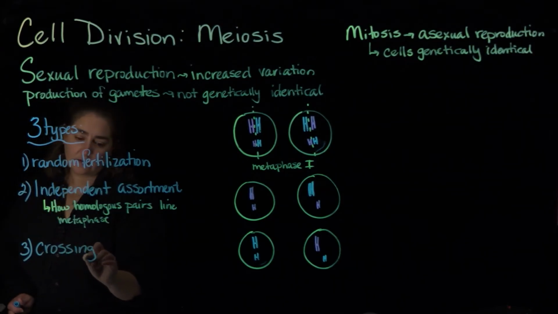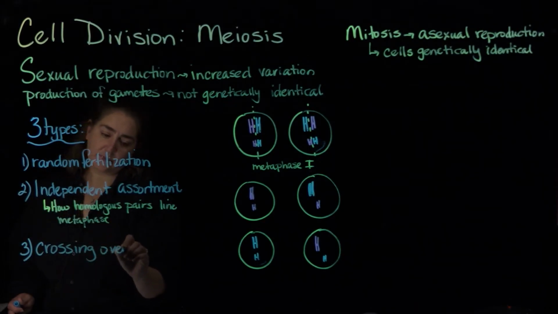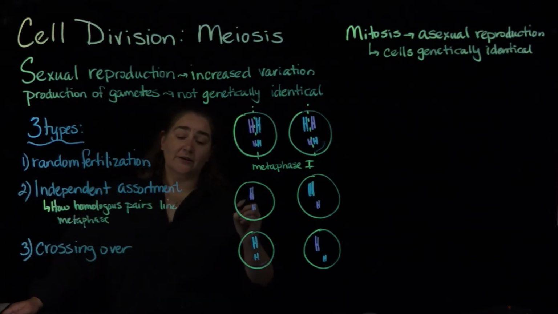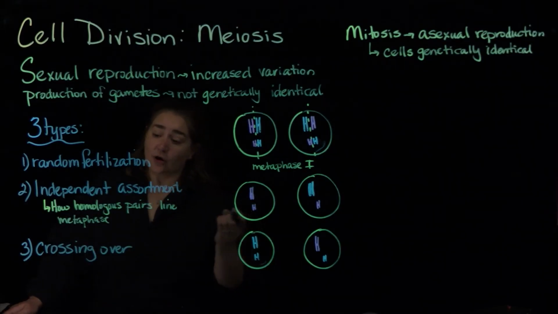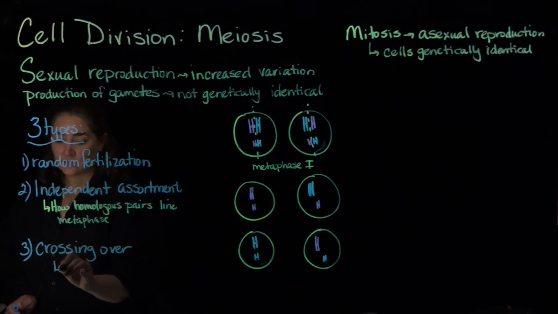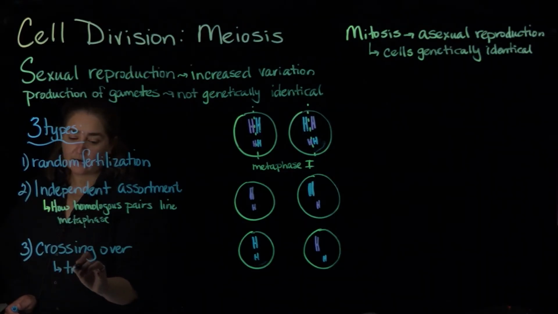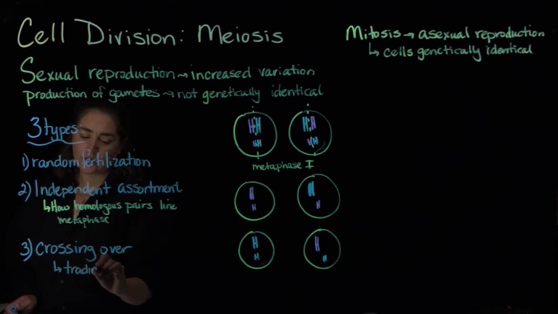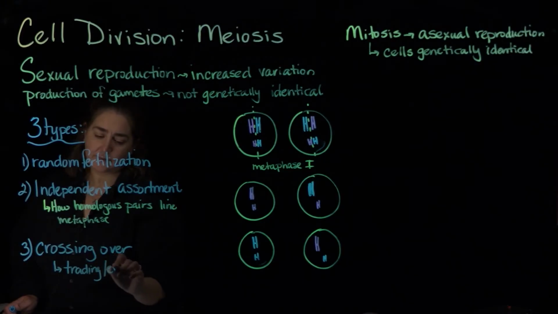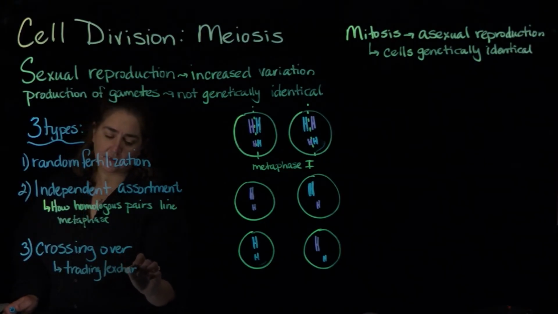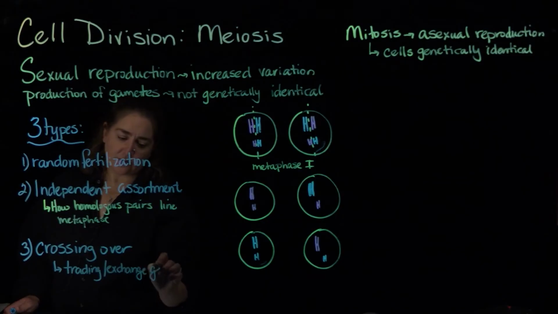is called crossing over. Okay, and we're not talking about, in this case, going to the great beyond. We're talking about crossing over in genetic terms. We're talking about essentially trading or exchanging genetic material.